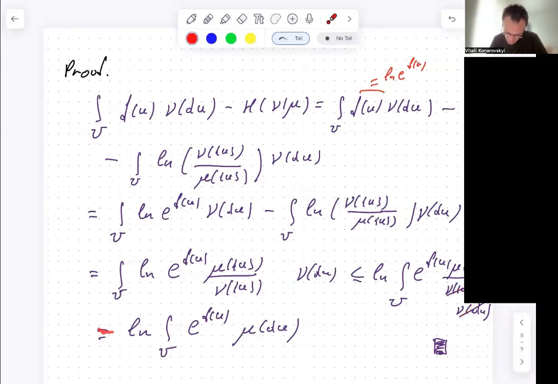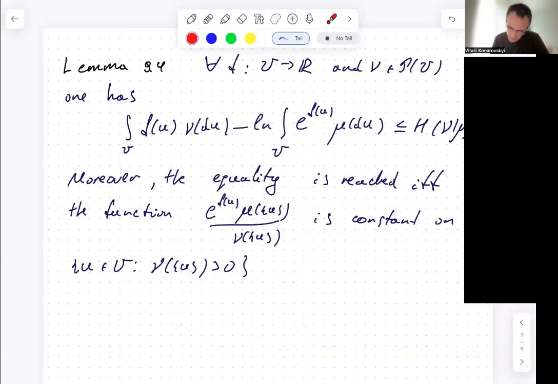So here you will have the equality. To be very careful, you need to first prove this inequality for the case when the mass of every atom of nu is strictly positive. Then you have nice cancellations and everything works. But when you want to prove this inequality for every nu, then you just use the approximation.